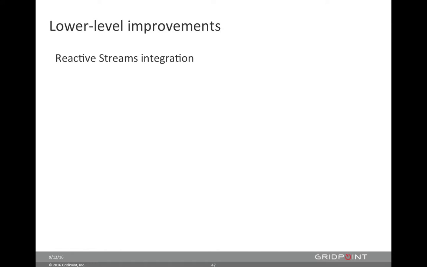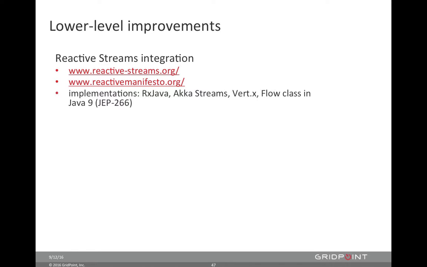Another potential improvement is to integrate with reactive streams. There's the reactive streams initiative and specification, which is based on the reactive manifesto. So you have libraries like RxJava and Akka Streams and Vert.x that implement reactive streams. And Java 9 is supposed to have a Flow class that implements the standard. The spec is JEP 266.